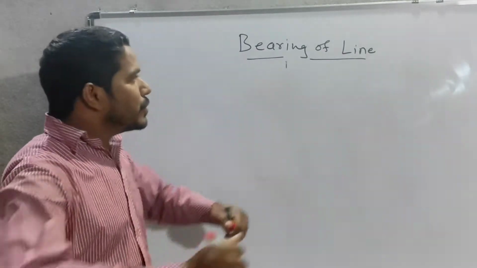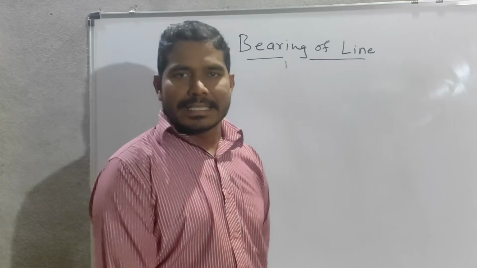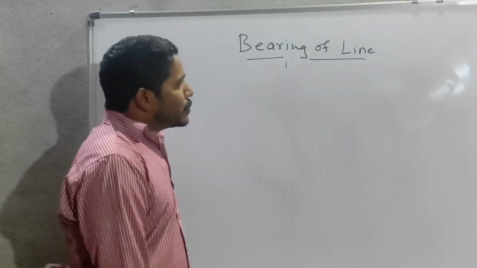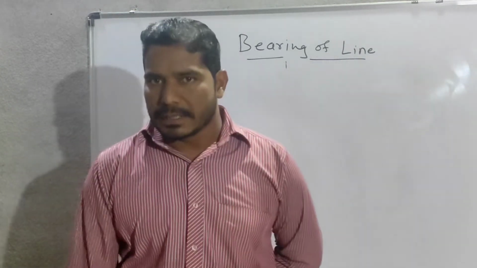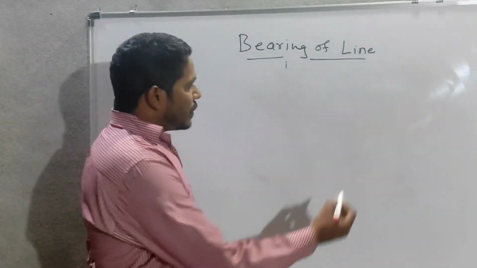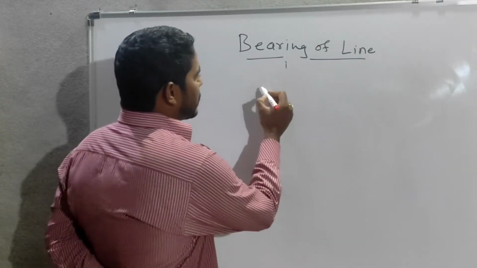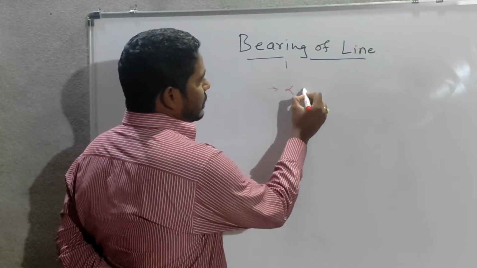I will not come directly to the definition. First of all we'll see which apparent inclinations are there, because in our problems we have seen that the apparent inclinations are represented by alpha and beta.